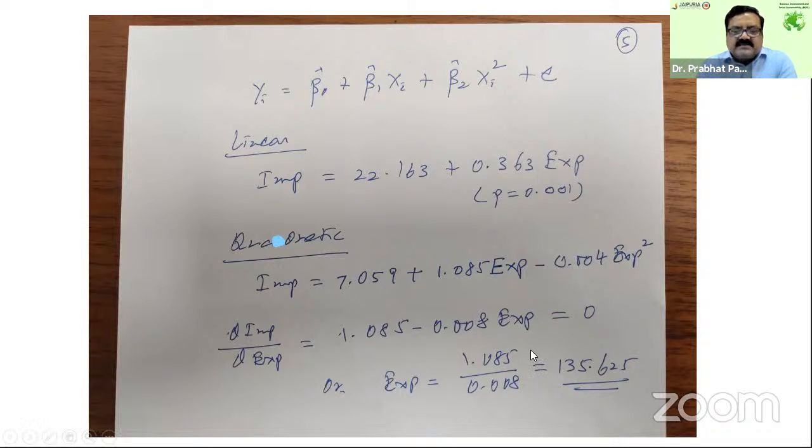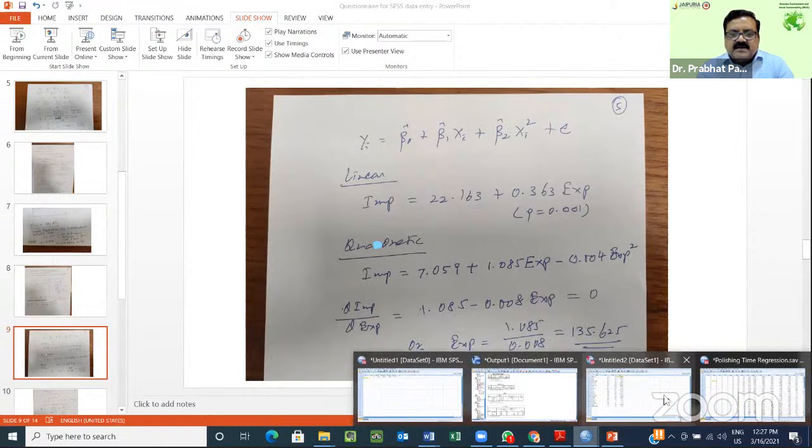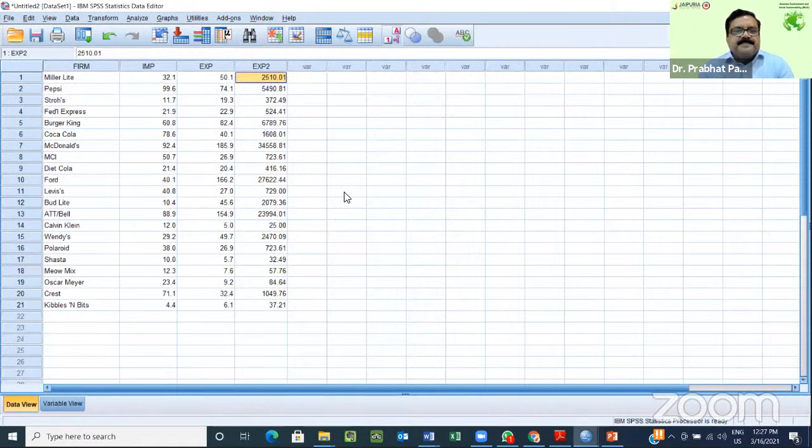Those who understand calculus will understand this very well. Those who do not, I'll show you some different calculations which you can understand very well. So mathematically, calculating from this equation, 135 is the turning point. This means at around 135 expenditure, that is the maximum that one should plan for putting in advertisement. Beyond that, it doesn't make much sense because the impression is not likely to increase after that.